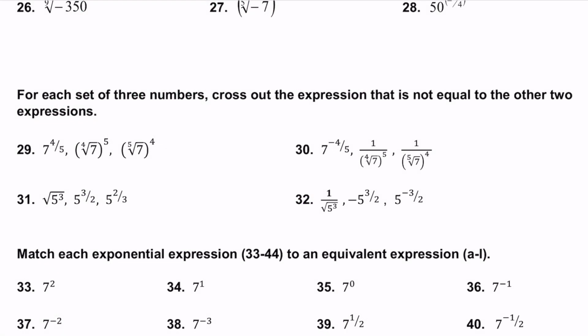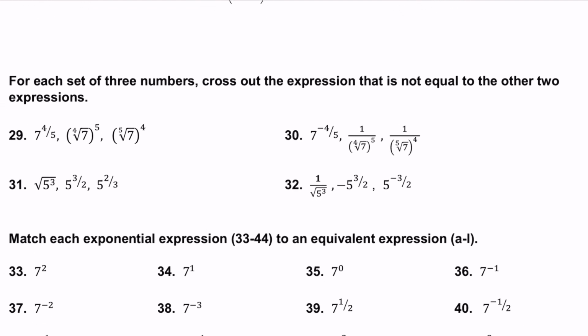Number 29, we're looking at each set of 3 numbers. We're going to cross out the expression that's not equal to the other 2. So if I have the 4/5 power, the 5 is the root, so this is going to be the 5th root. This is the 4th. So this middle one is not the one we're looking for. Number 30, we have 7 to the negative 4/5. If I move it to the denominator, that would be 1 over 7 to the 4/5. The 5 is the root, so we want this one here. We're going to cross out the middle one as well.